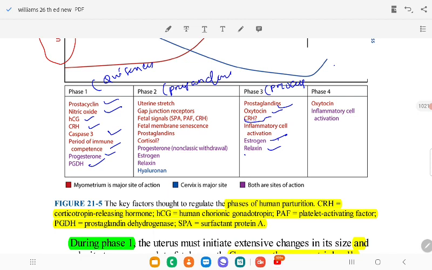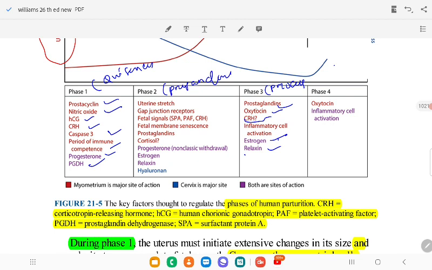Then phase 2, the preparation before labor. What are the things it will prepare? First, the uterine stage will stimulate gap junctions and receptors, with fetal signals like surfactant protein A, fetal activating factor, and corticotropin releasing hormone secreted from the hypothalamus of the fetal brain. Then fetal membrane senescence, prostaglandin, cortisol, progesterone, non-classical estrogen, relaxin, and hyaluronan in phase 2. All of this is the preparation phase.